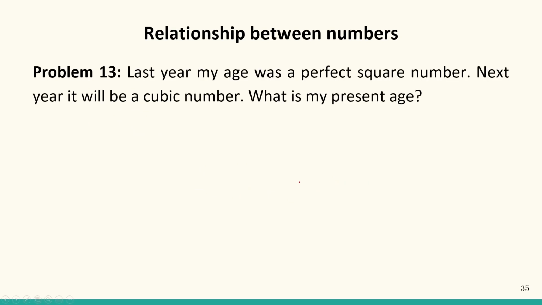Last year, my age was a perfect square number, and next year it will be a cubic number. What is my present age? So this is a typical, kind of factual question. The square number and a cubic number with a difference of only one number between them are 25 and 27. 3 is cube, 27, and this is square, 5 square, 25. And they have only one number in between them, that is 26.